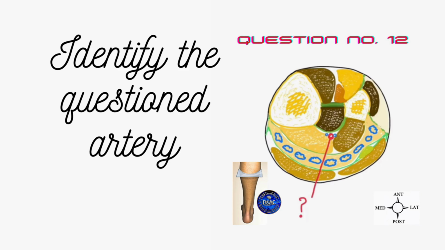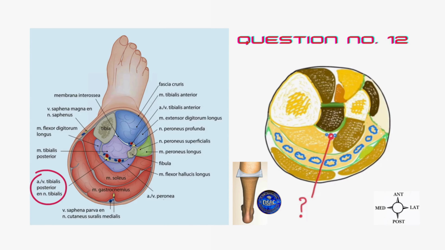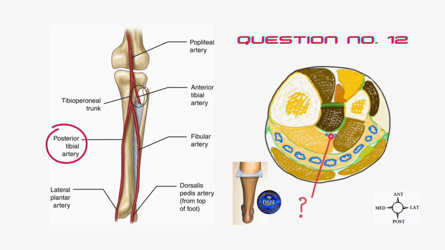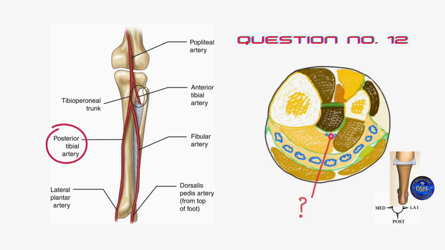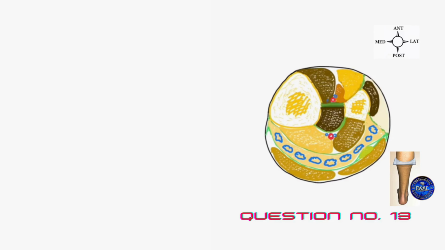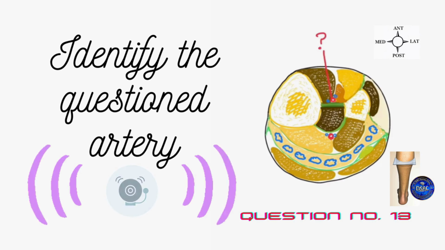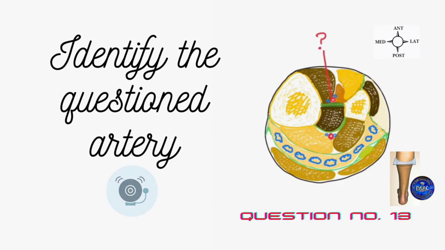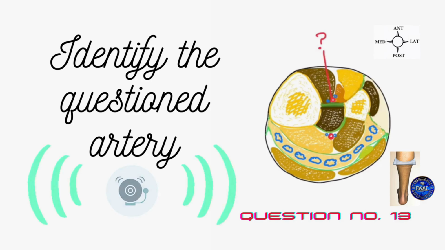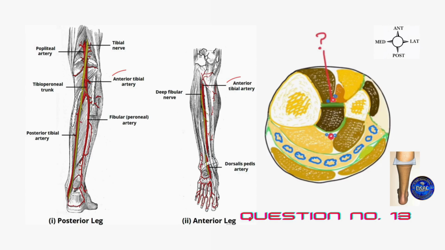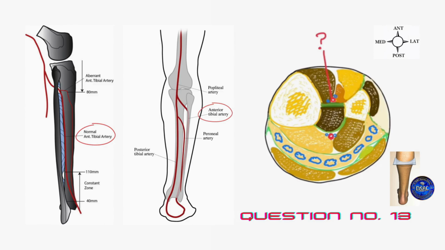Identify the questioned artery. This is posterior tibial artery, the continuation of popliteal artery in the back of leg. Identify the questioned artery. This artery is anterior tibial artery. It is a minor terminal branch of popliteal artery, in the front of leg.